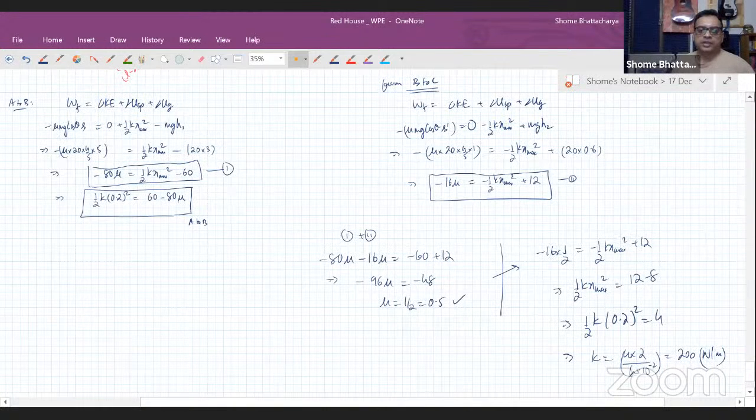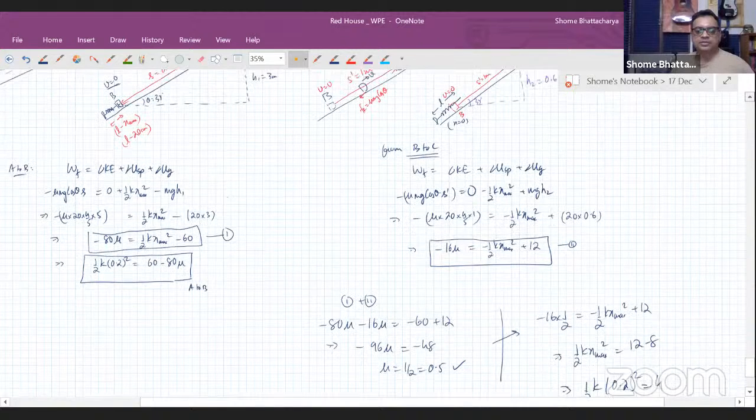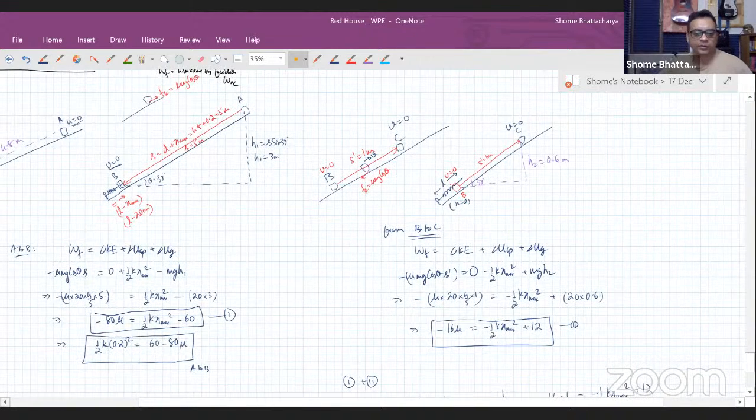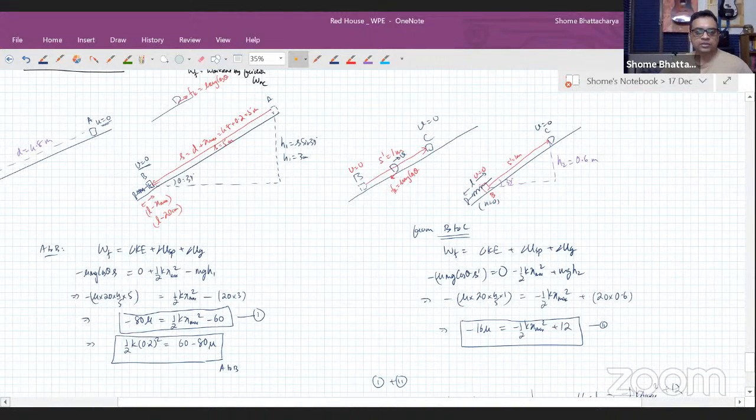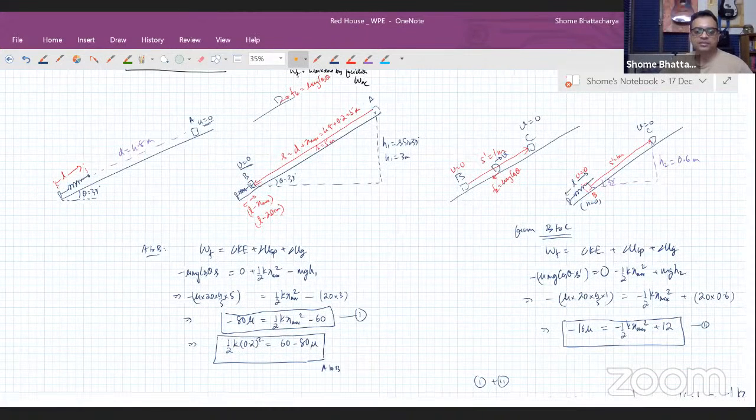So this is a very important application. This is a very key question to understand the application of work energy theorem in any system where these three things are involved: spring force, gravitational force, or spring potential energy, gravitational potential energy, plus also work done by friction. And you can see that friction is a non-conservative force here because its direction is changing as the direction of motion is changing.